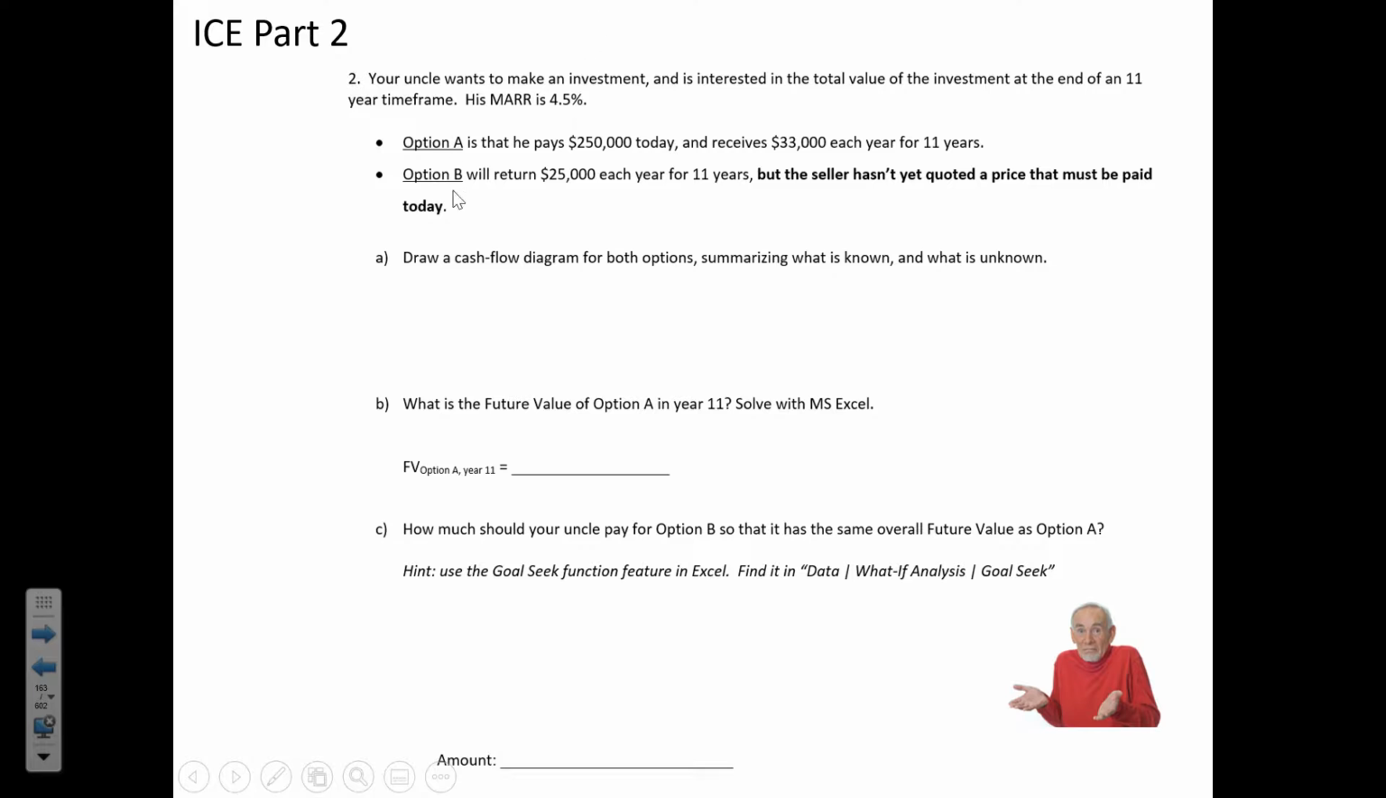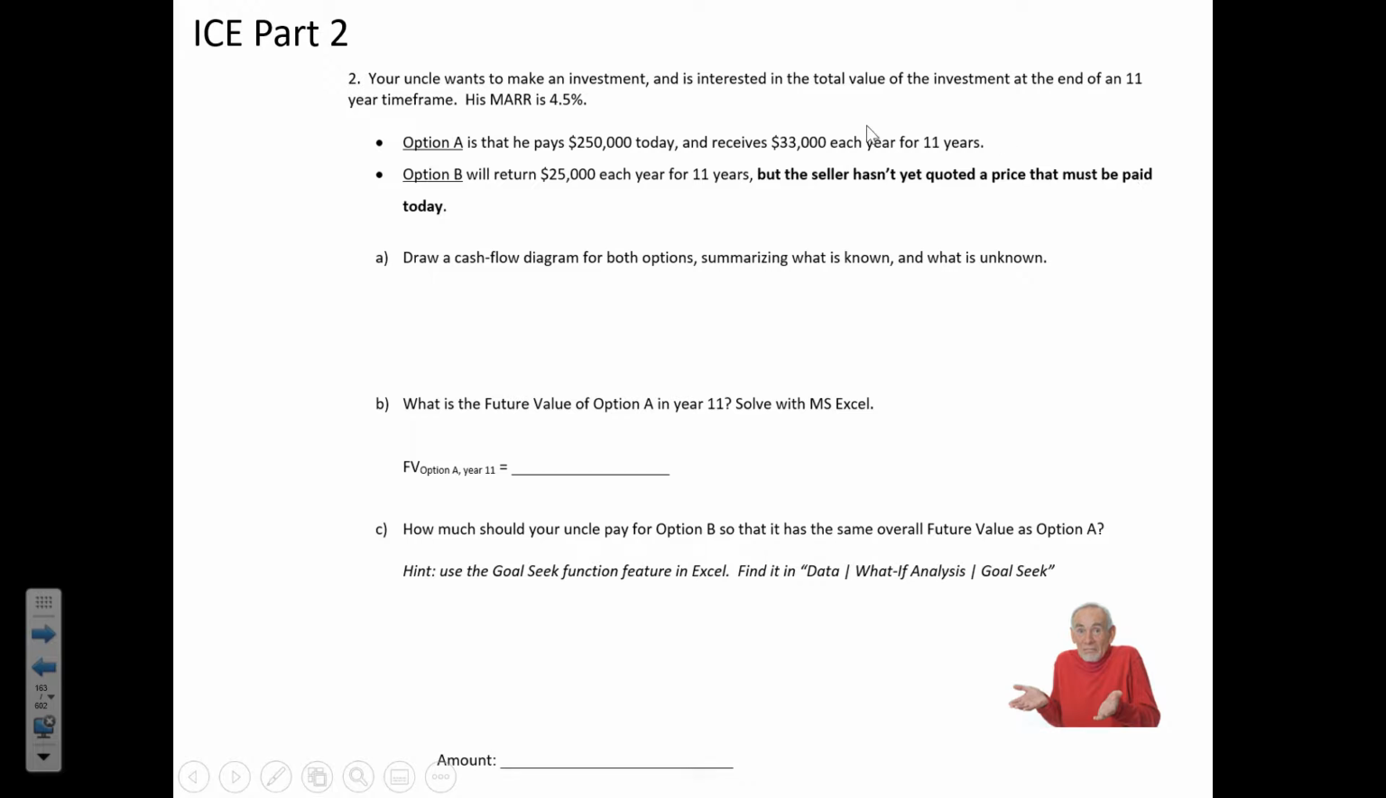Okay, so there's two different alternatives that are being considered. Option A, he pays $250,000 today and then receives $33,000 each year for 11 years. Option B will return $25,000 each year for 11 years, but the seller hasn't yet quoted a price. So we don't know what the cost at time 0 is.